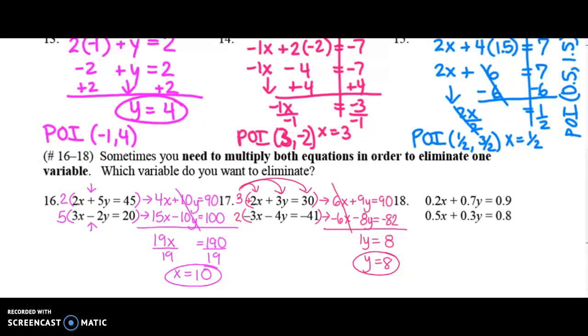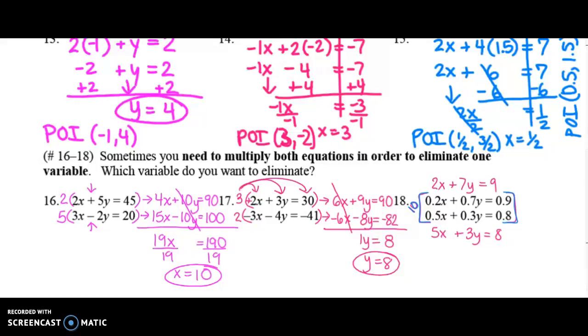Last equation, number 18, has decimals. So you know what? I'm just going to get rid of the decimals. How can I do that, you say? Well, notice I moved the decimal to the right one place. What would I have to multiply to get that? Multiply by 10. If you want to move it 2 places, you multiply by 100. You want to move it 3 places, 1,000. Get the picture? So I multiplied the top equation, bottom equation, both sides of the equation by 10. So the second equation becomes 5x plus 3y equals 8.